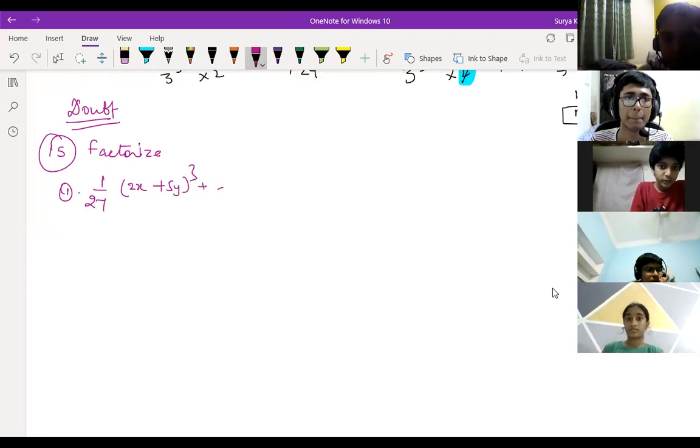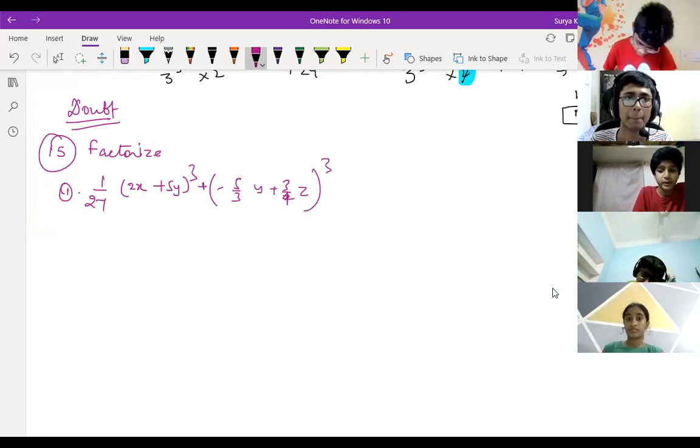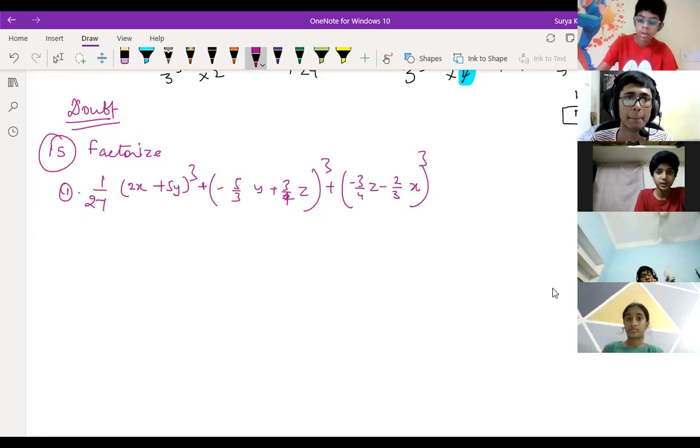See, children, just try to understand. You can do it at home also, okay? This is a question which Nihar is having doubt in: plus minus 3 by 4 z minus 2 by 3 x whole cube. See, (a plus b) whole cube you can use here. Here (a plus b) whole cube and here also (a plus b) whole cube. Try to solve this, okay? Again, we'll do it, not a problem.